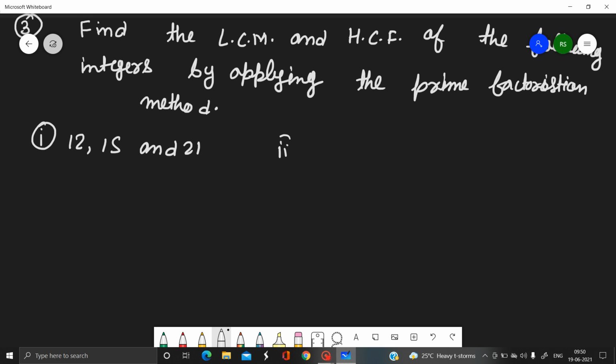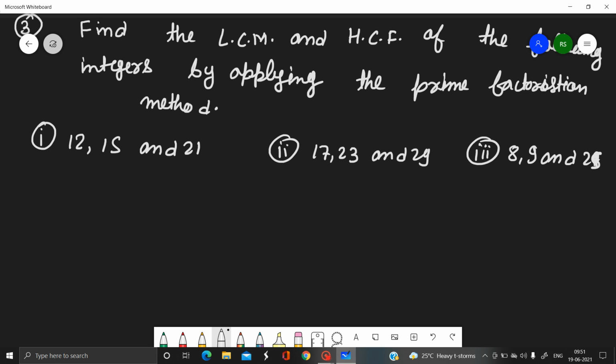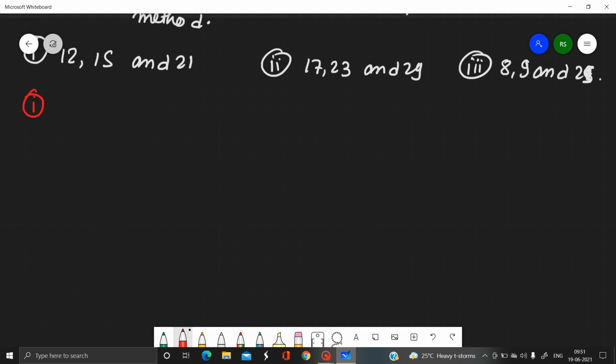The second question is also given here, which is 17, 23 and 29. Now come to the third question, which is 8, 9 and 25. So now I'm going to solve question number first. Question number first is saying find the LCM and HCF by applying the prime factorization method.